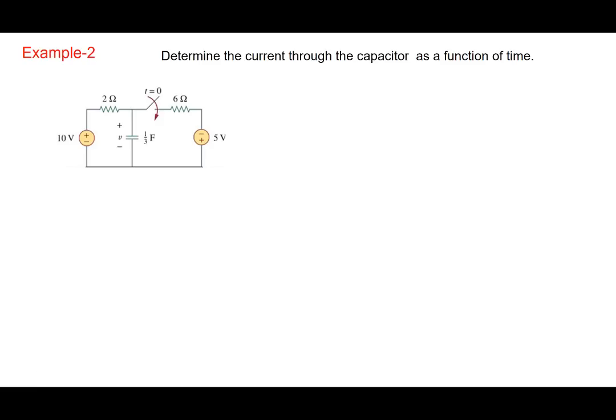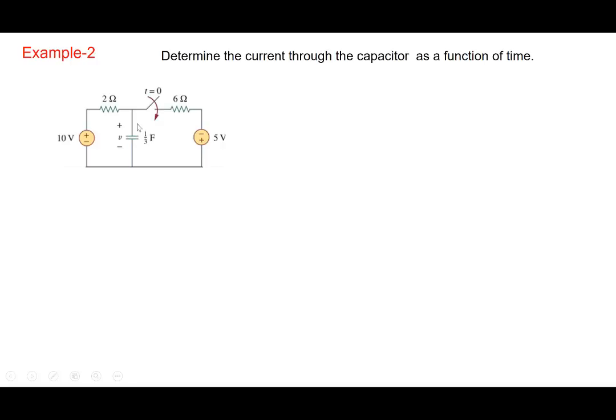Okay, so let's look at a different problem, in this case a capacitance problem. We are given a circuit with a voltage source and a resistor, a capacitor, another resistor and a voltage source, and we have a switch. The switch closes at time t equal to 0. Before that, the switch is open, and it has been open for a very long time. We want to know the current through the capacitor as a function of time.